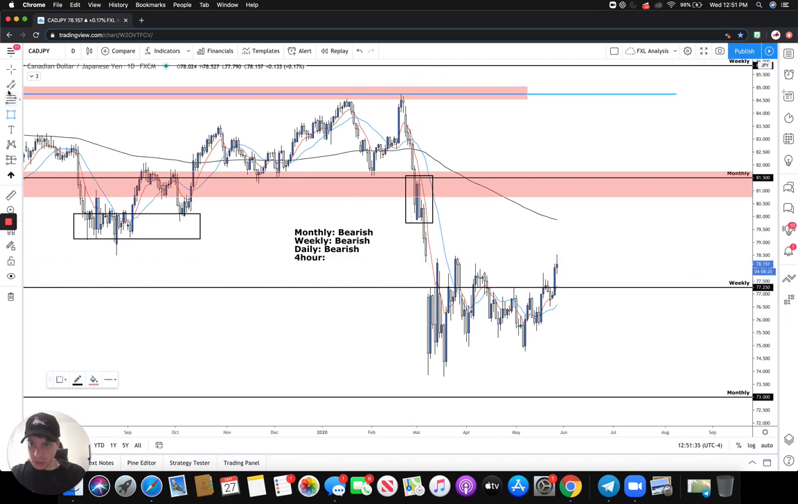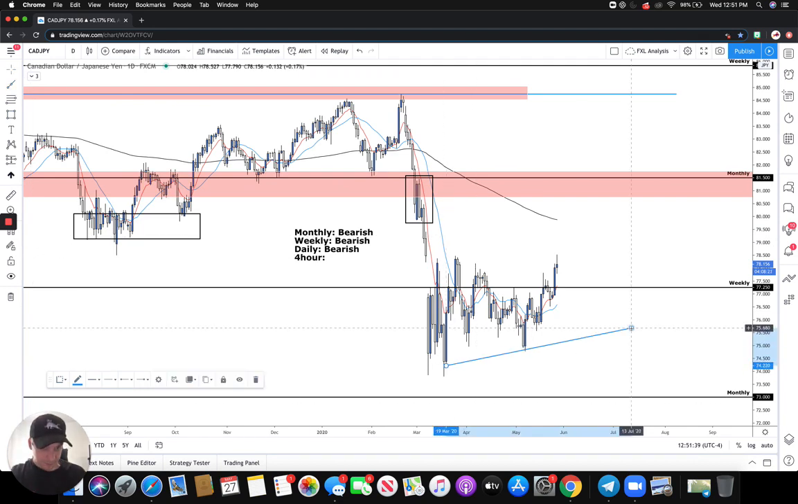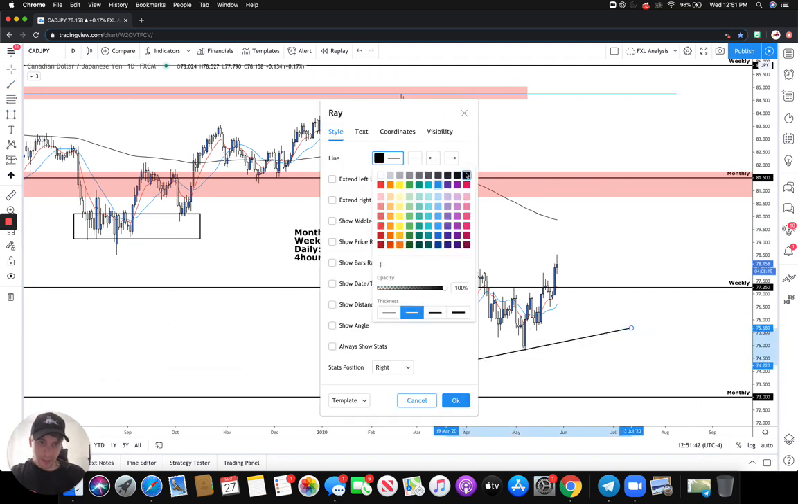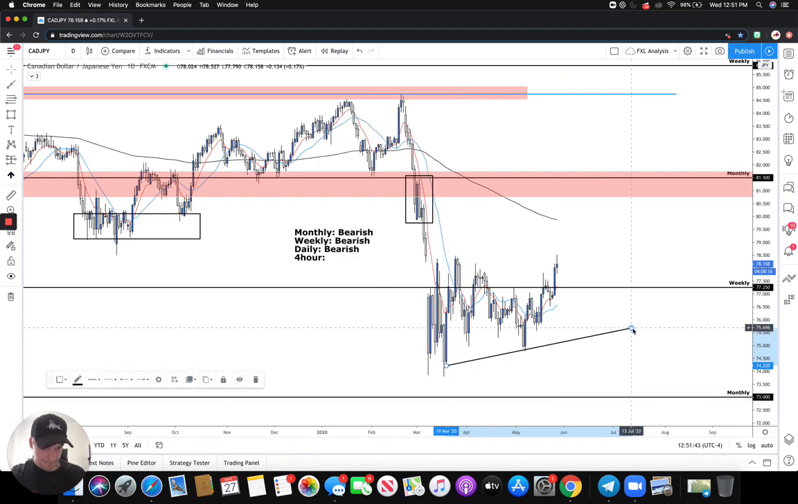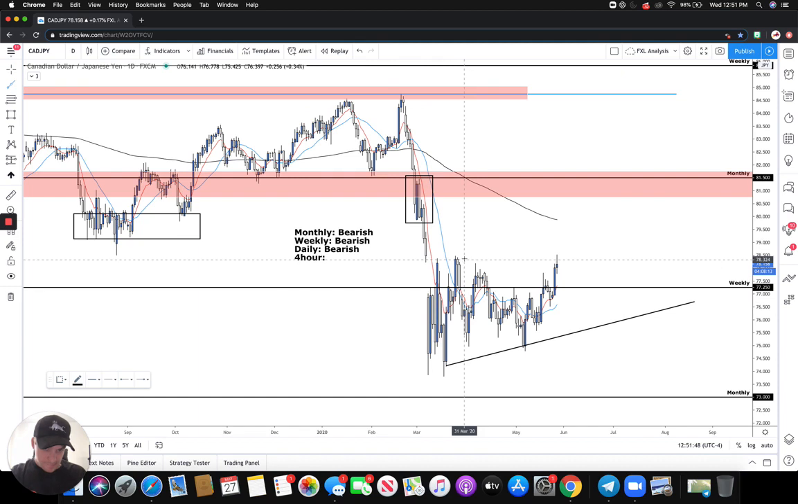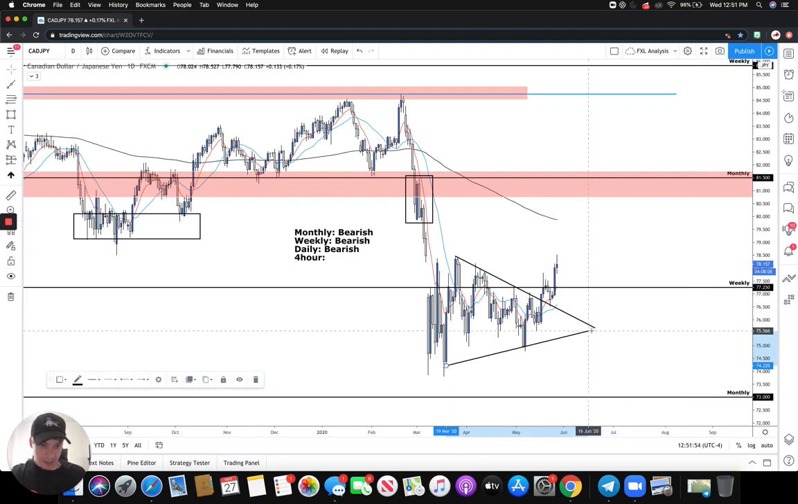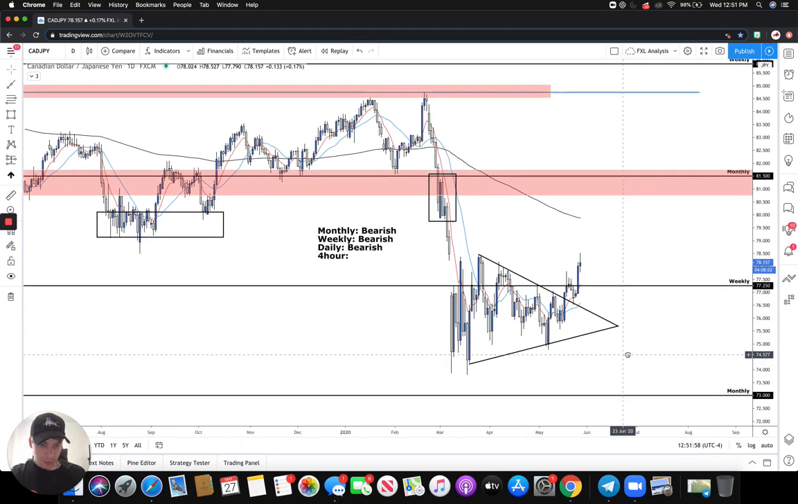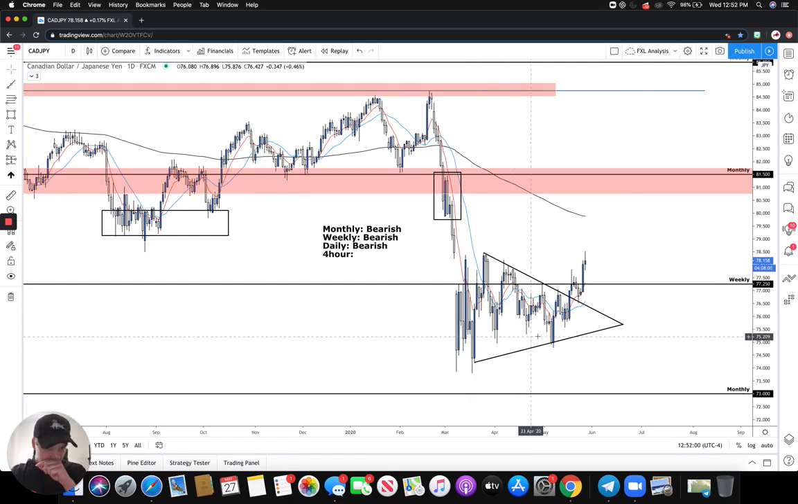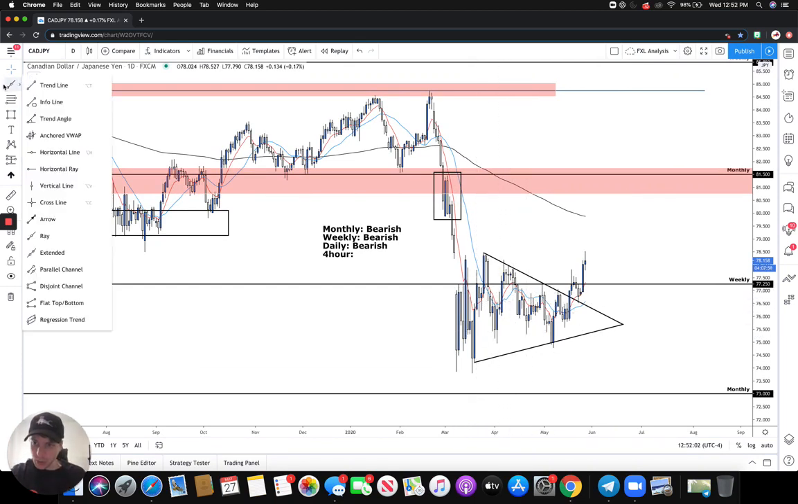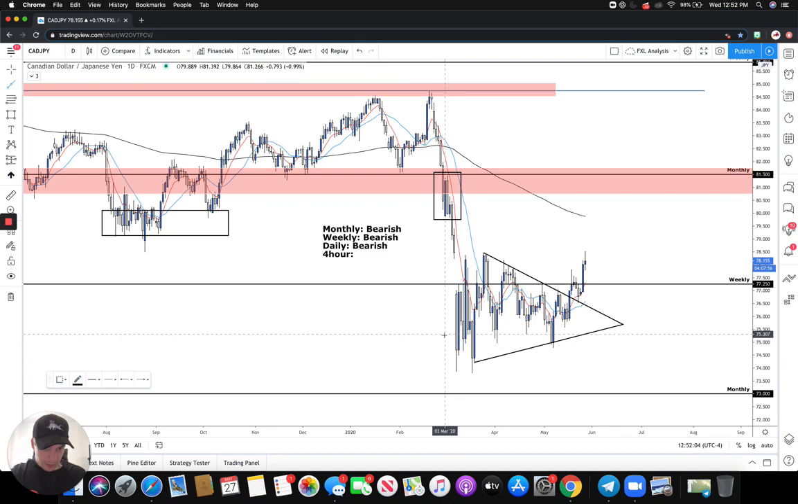So let's just see if there's any sort of pattern. We've got to mark this up. Give me a second here, guys. Let's see. So yeah, it does look like it's a bit of a pattern here. It looked like it was just a triangle on this daily. Yeah, that looks pretty good. So it's a bit of a triangle here. This was the low right about here.